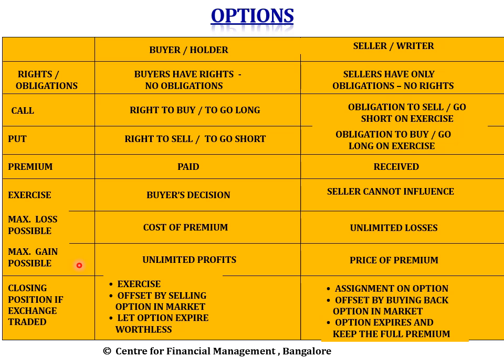Maximum possible gain: as far as the buyer is concerned, it is unlimited profit. As far as the seller is concerned, it is the price of the premium. Closing position: if the option contract is exchange traded, the buyer can exercise the option, or offset by selling the option in the market, or let the option expire worthless. The seller can assign the option to another party or offset it by buying back the option in the market, and keep the full premium if the option expires.